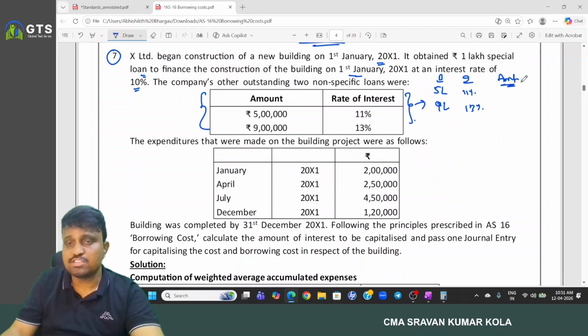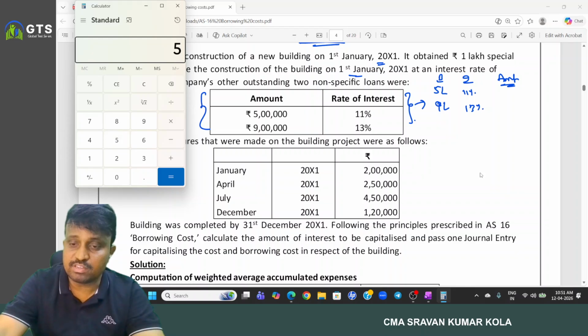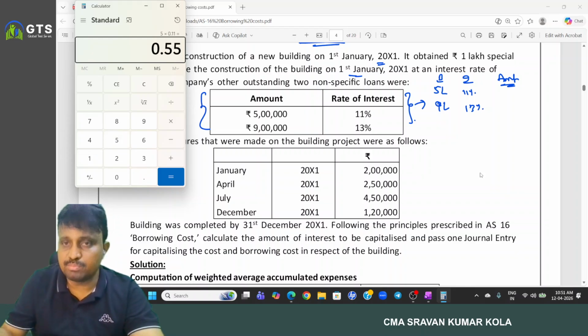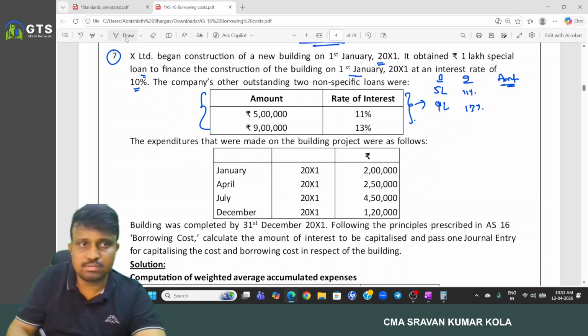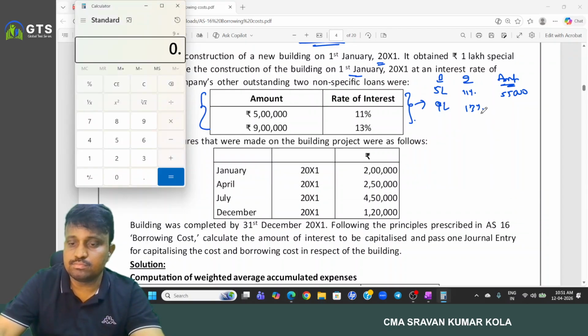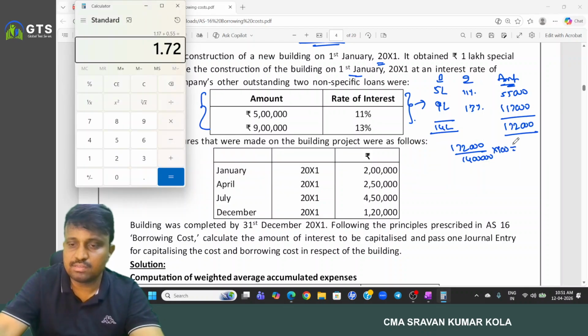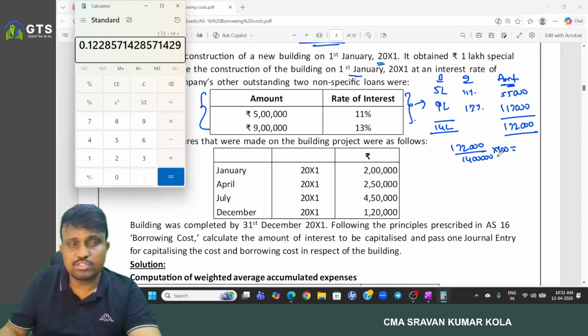And the amount of interest is how much? 5 into 11% is 55,000, and 9 into 13% is 1 lakh 17,000. So total 1 lakh 72,000. What is the total borrowing? 14 lakh. And the rate is 1 lakh 72,000 by 14 lakhs into 100. How much?